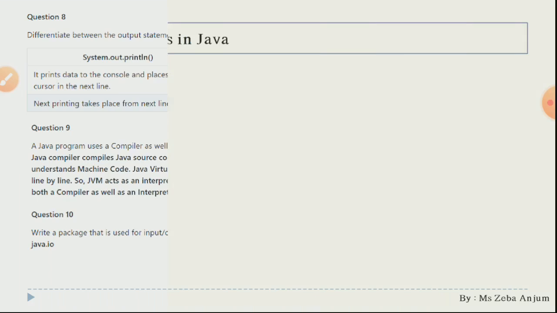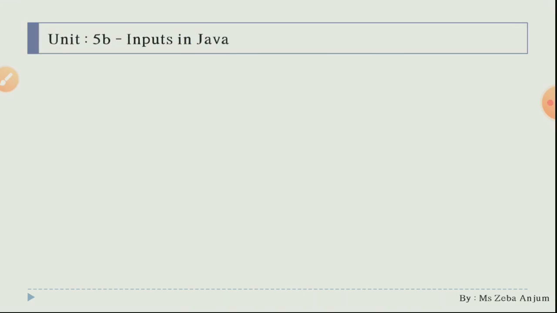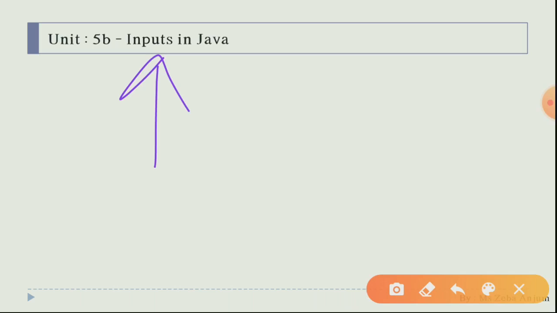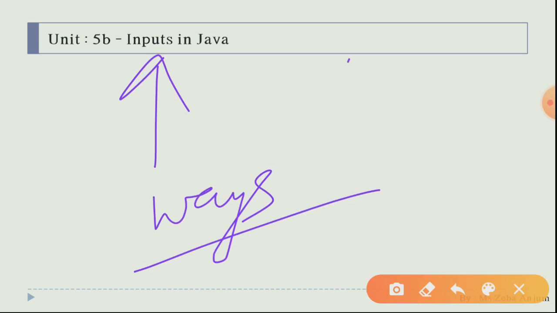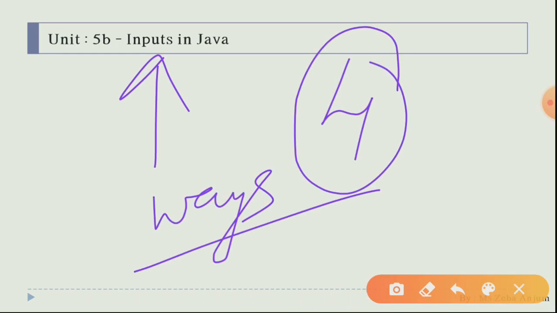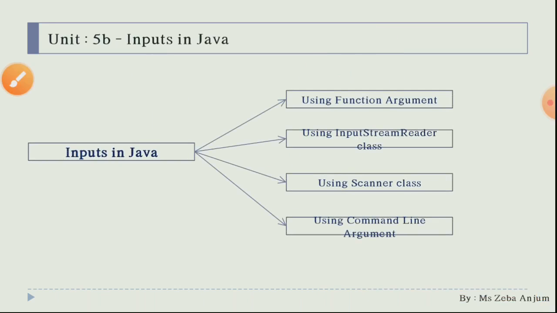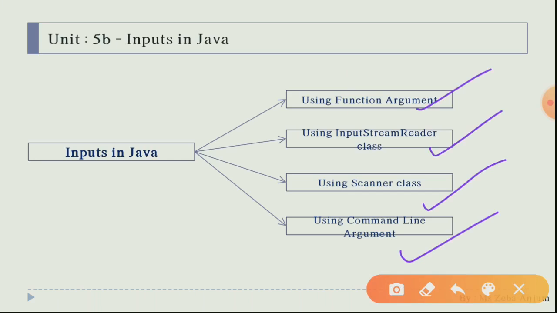Okay, moving forward, we are going to start our unit number 5B, that is basically inputs in Java. You have also studied this in your 9th class, but over here let us have a quick view of what you studied there. If you talk about inputs in Java, basically we are talking about input statements, the ways in which we can take inputs. We studied 4 ways in which we can take inputs: using function argument, using input stream reader, using scanner class, and using command line argument. These are the 4 ways in which you can take input from the console.